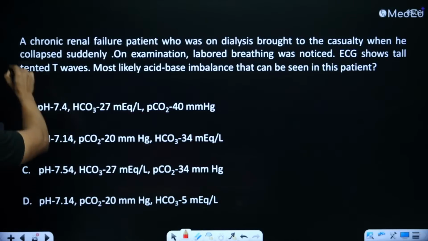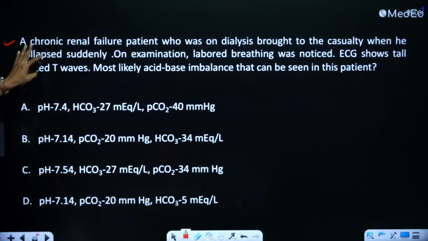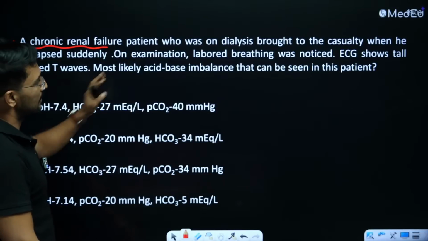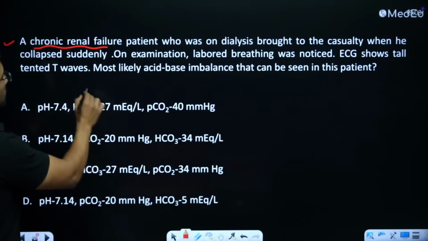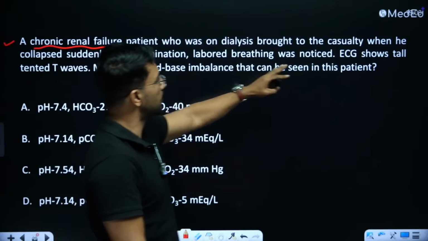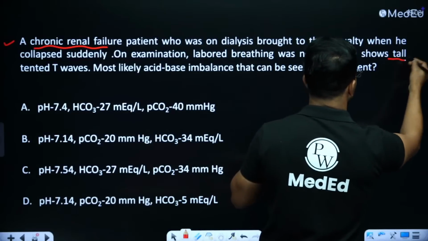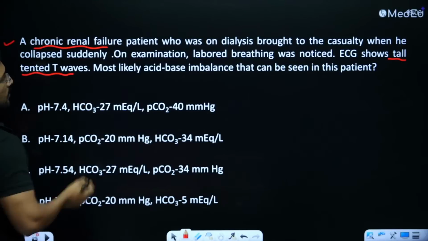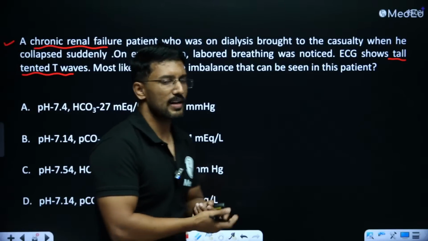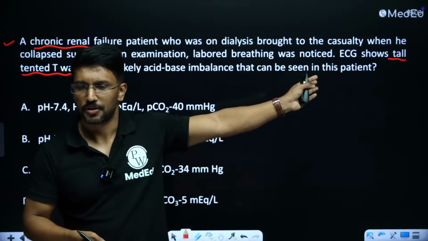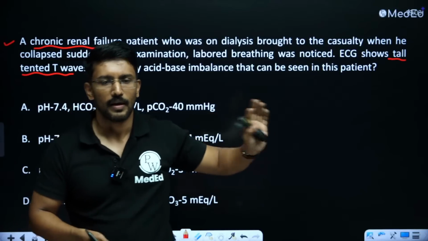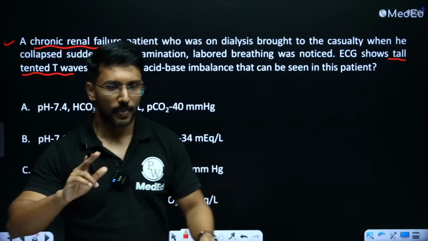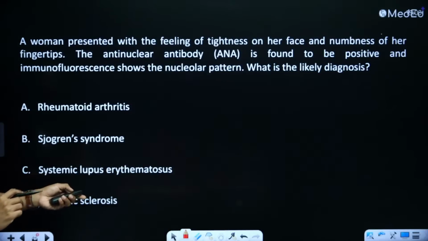Okay, now let's go to the next question. A patient with chronic renal failure, CKD, who was on dialysis, brought to casualty when he collapsed suddenly. On examination, labored breathing was noticed and ECG showed tall tented T waves. What is the most likely acid-base imbalance that can be seen? So even if they do not mention, no, see, a mixed disorder.